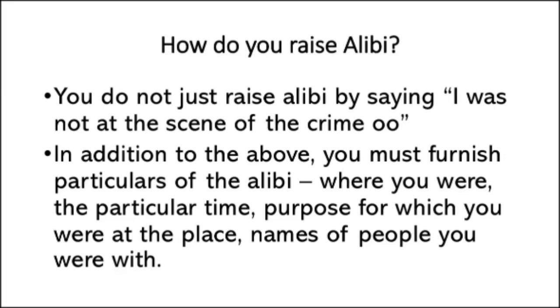So, number one is that in order for an alibi to be properly raised, it must be raised at the earliest possible time. And number two, it is not only raised by saying I was not there when the offense was committed. You must provide particulars as to the time. You must provide particulars as to the place. You must provide particulars as to the people you were with. And you must provide particulars as to the purpose for which you were there.